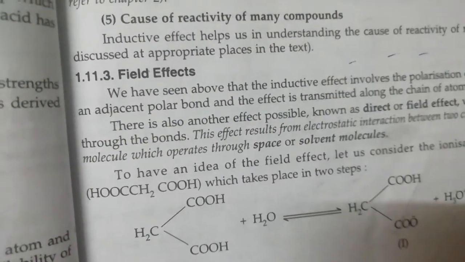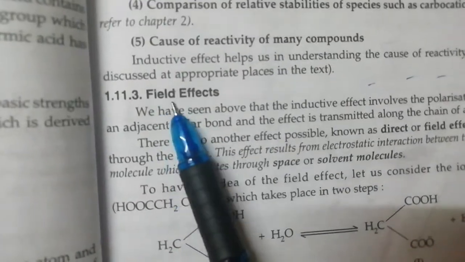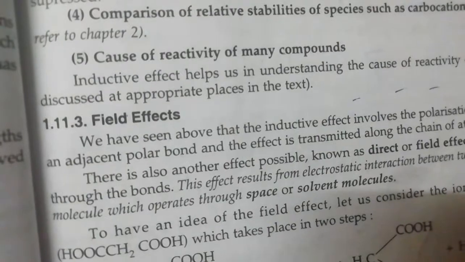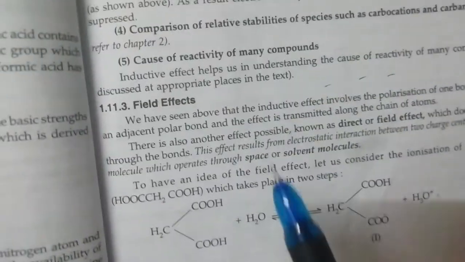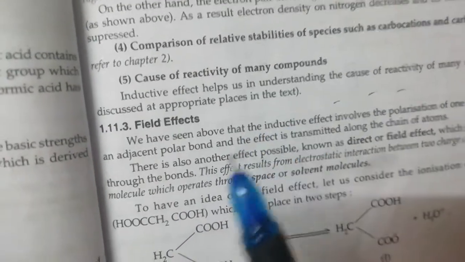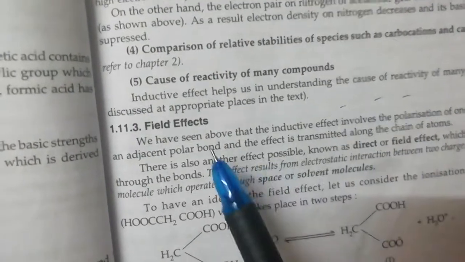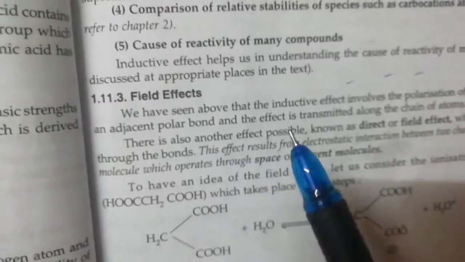So in this lecture we would be discussing the field effect. As the name suggests, the field effect operates through the field or through the space. First of all, we should understand that it is a type of inductive effect only. As we know, the inductive effect operates through the carbon bonds: if one polar bond is present at one end of the carbon chain, it will induce the polarity or charge among the other bonds. So it is also a type of inductive effect only, but it does not operate through the bonds or the carbon chain, but through the field or through the space of the molecule.